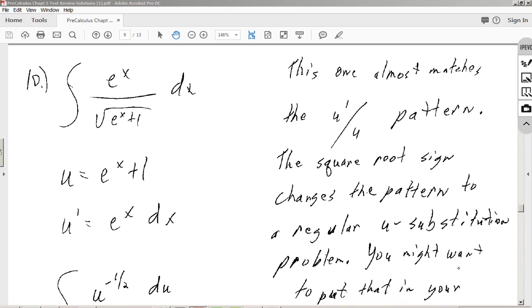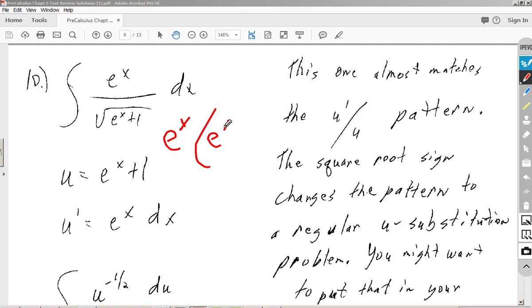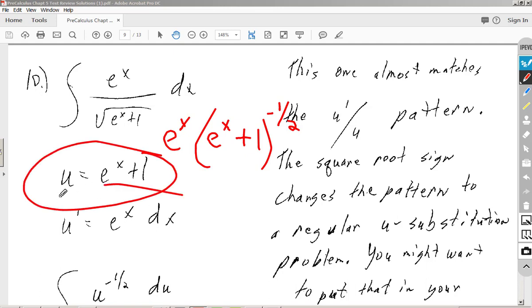Now we've been studying this pattern quite a bit, and in class what we actually did is we rewrote it like this. We wrote it as e to the x times e to the x plus 1, all to the negative 1/2. So that matches that parenthesis pattern that we've been doing in class together. So I'm going to let u equal e to the x plus 1. So u prime is going to equal e to the x dx.